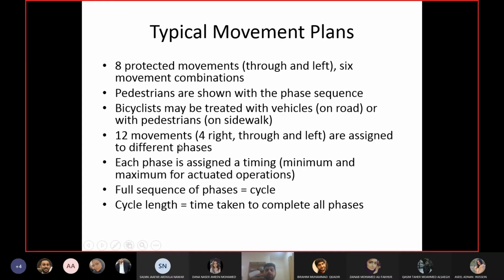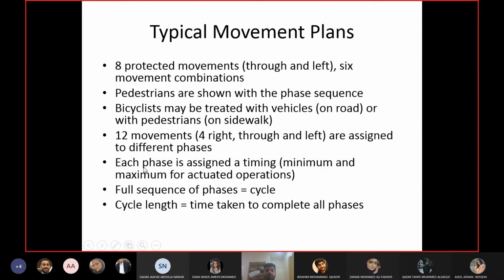We have 12 possible movements. I told you 8 are protected, then we have a total of 12, including the right turnings, right? So we have 4 sides. Each side has 3 movements, right: right, through and left. So 3 into 4, sorry, 3 times 4, 12 movements.